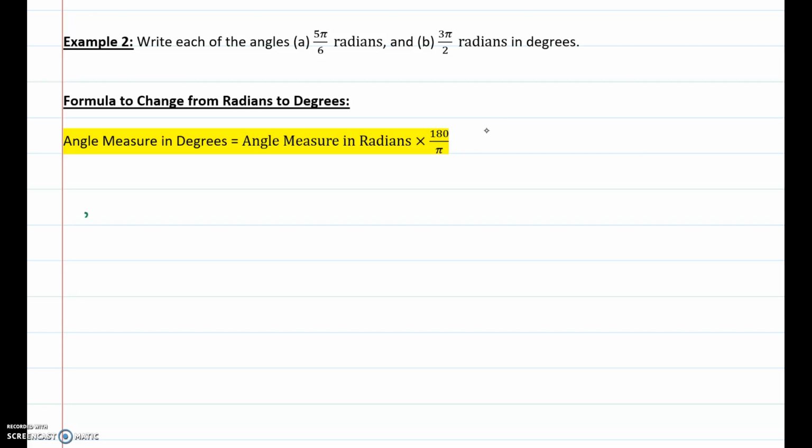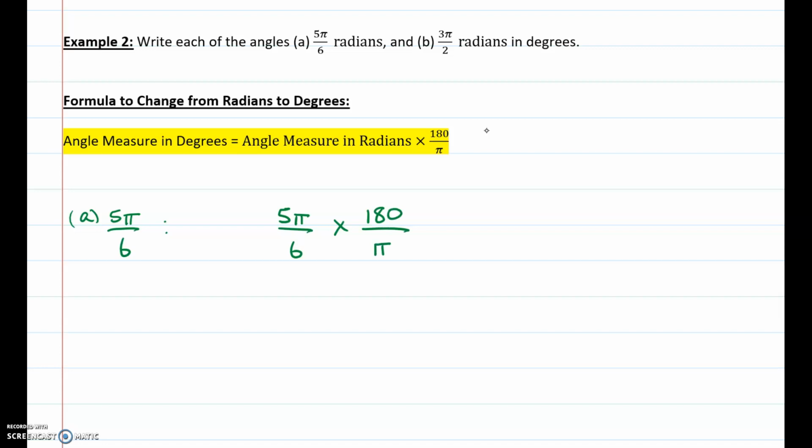Okay, so let's begin with the first one, which was 5 pi over 6 radians. What we want to do is figure out what this angle that measures 5 pi over 6 radians would measure in degrees. So what we do is we take the 5 pi over 6 and we multiply by 180 over pi.